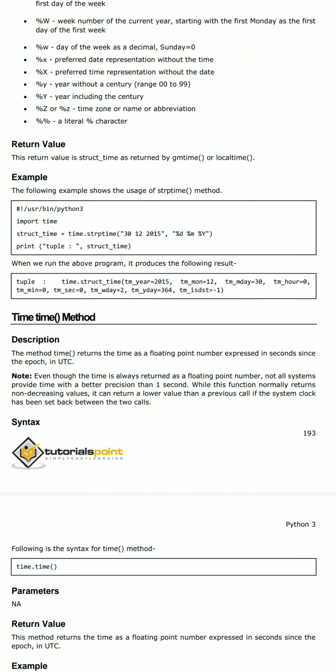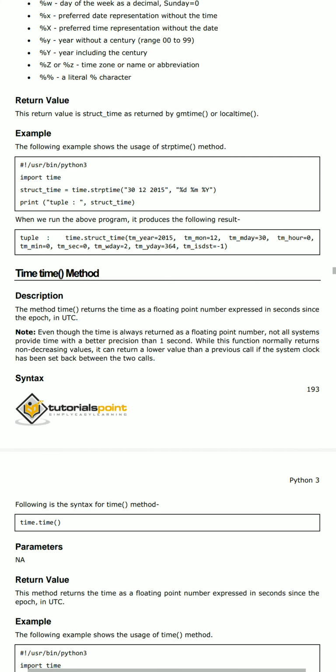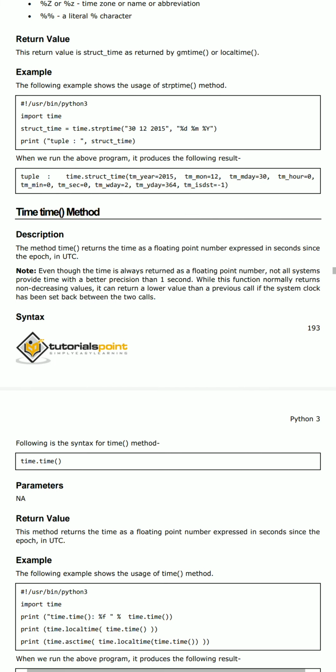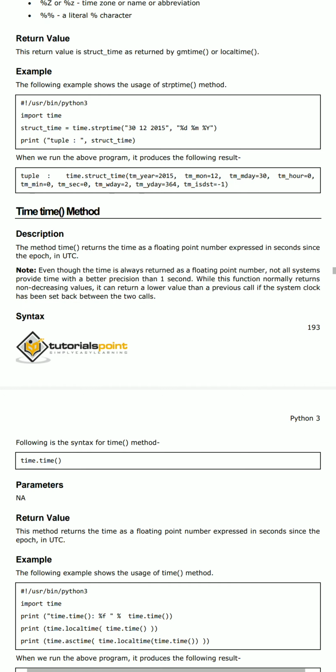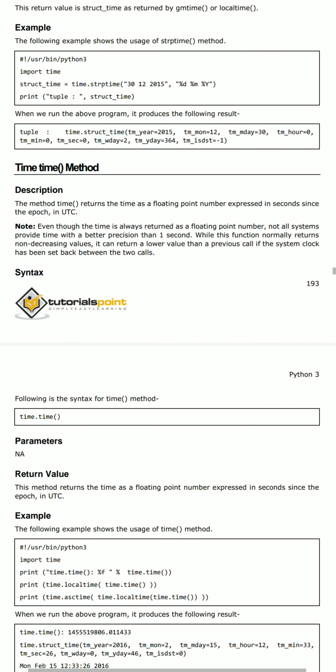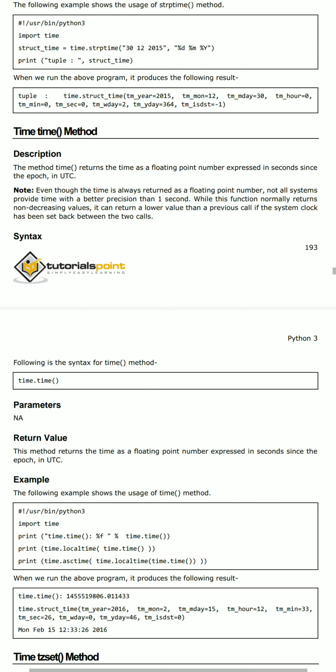Next, consider the program. Here I have taken import time, and next struct_time is the variable. Next is time.strptime of 30/12/2015, and then printing the struct_time onto the output screen. And next we have the time method.